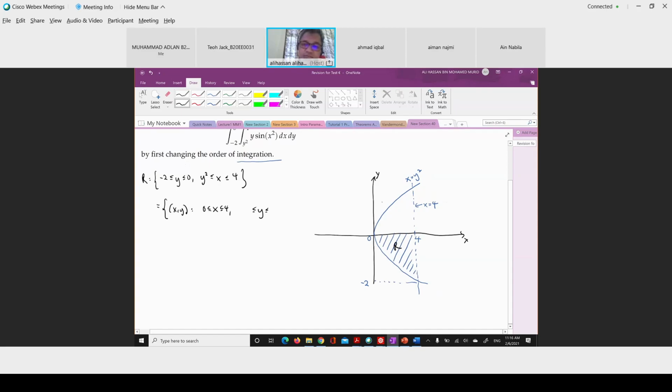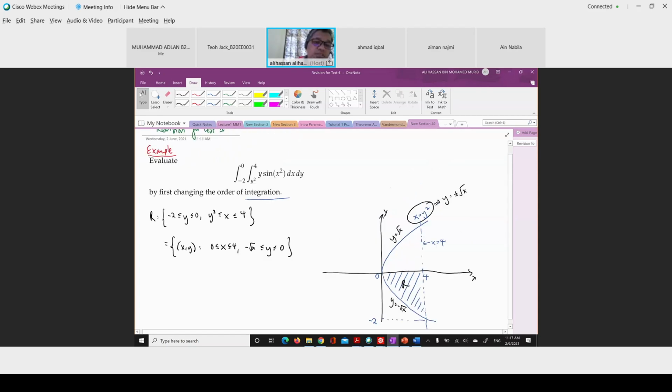X is y squared, right? So the upper arm is y equal to square root x. If you solve for y, then you will get y equal to plus or minus square root x. So the positive square root x refers to the upper arm, and the bottom curve refers to y equal to minus square root x. So y is bounded below by minus square root x and bounded above by the x-axis where y is 0. Okay, so these are the new limits for the double integration.